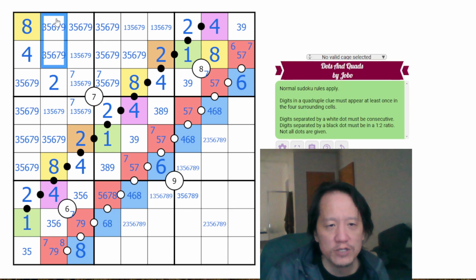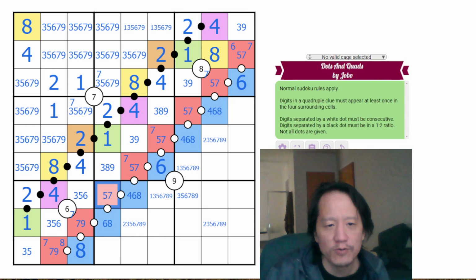But ones can't be here. Ones can't be here. This one because of that. And that can't be 1 because of this green. So therefore we know 1 is over here. And that eliminates 1 here. So therefore that's 1. Yep.